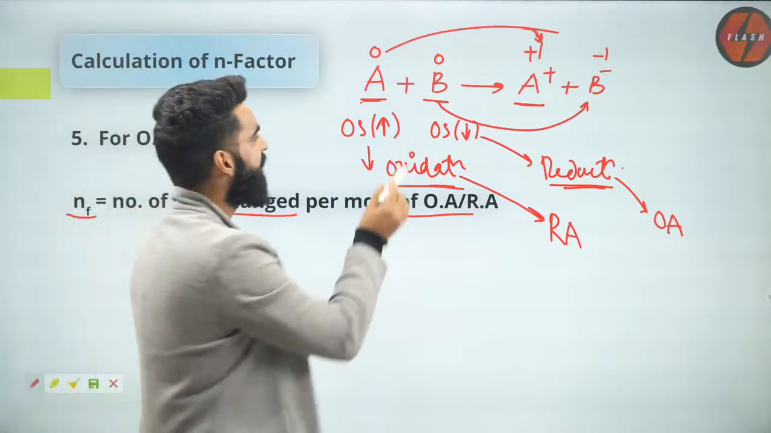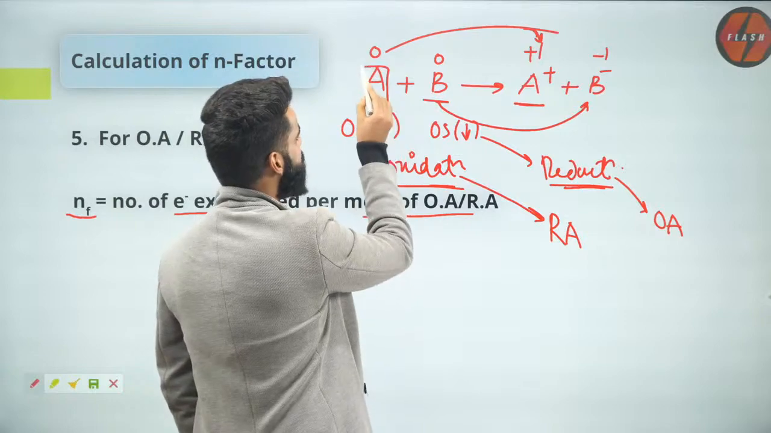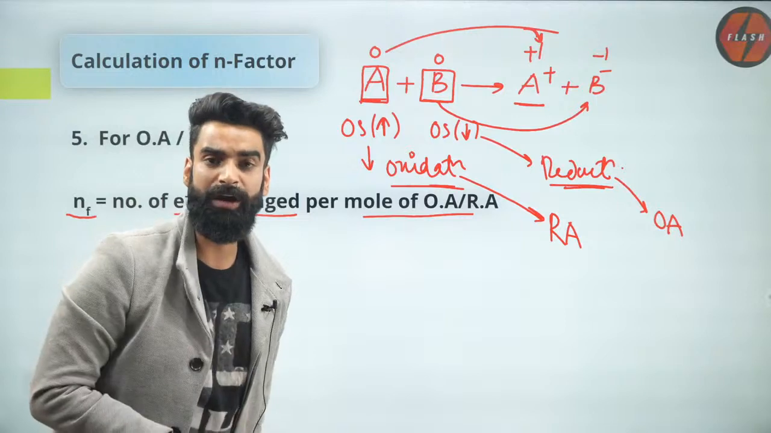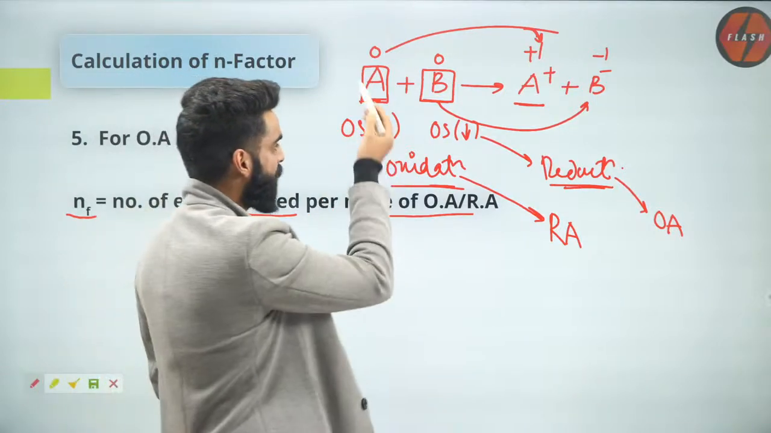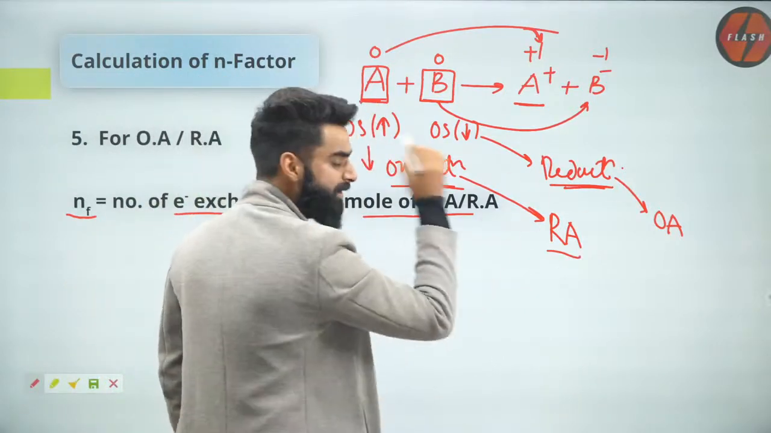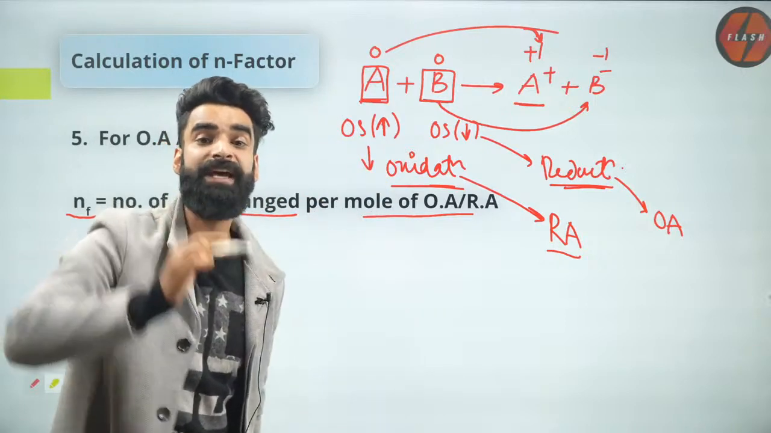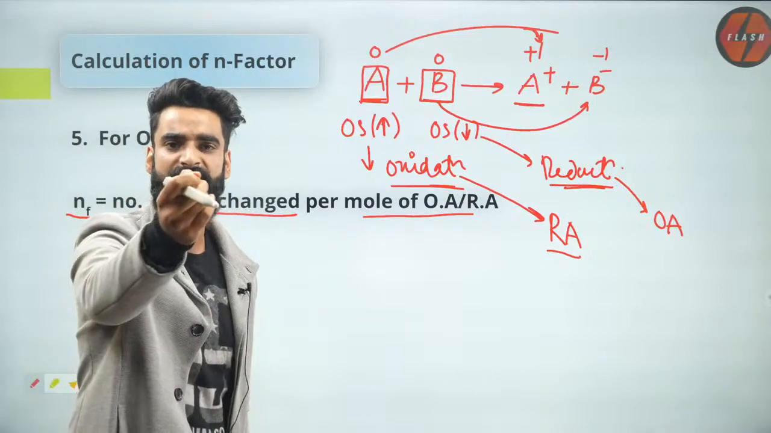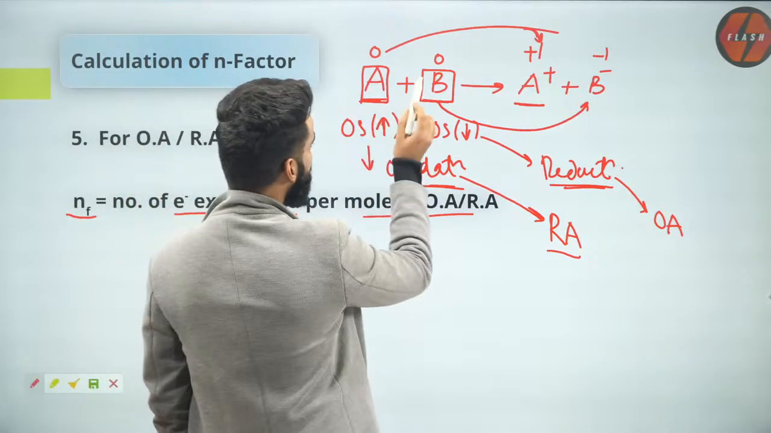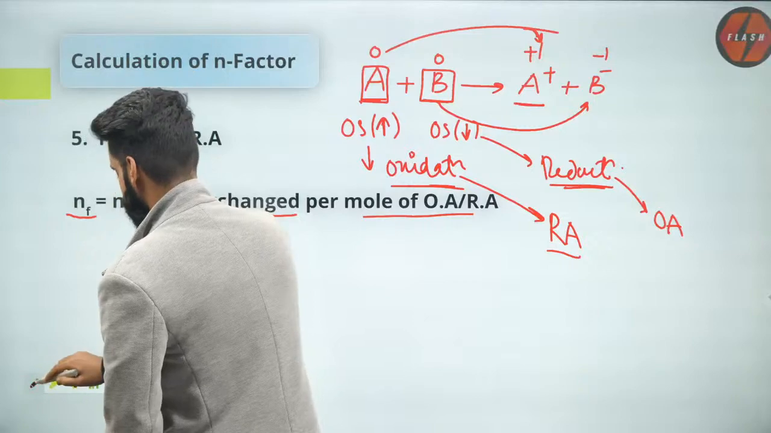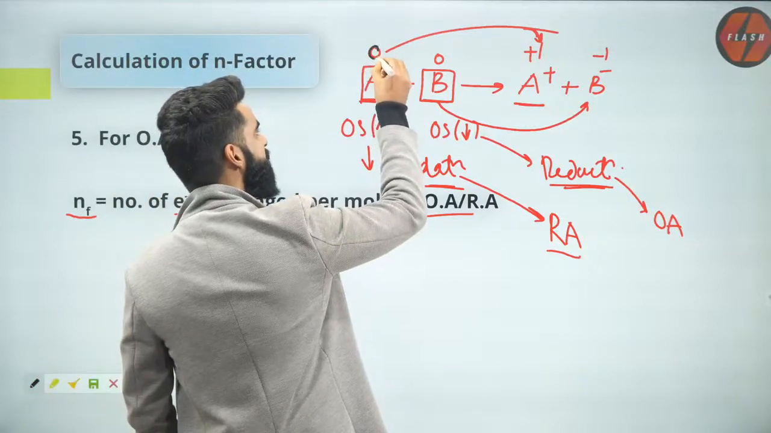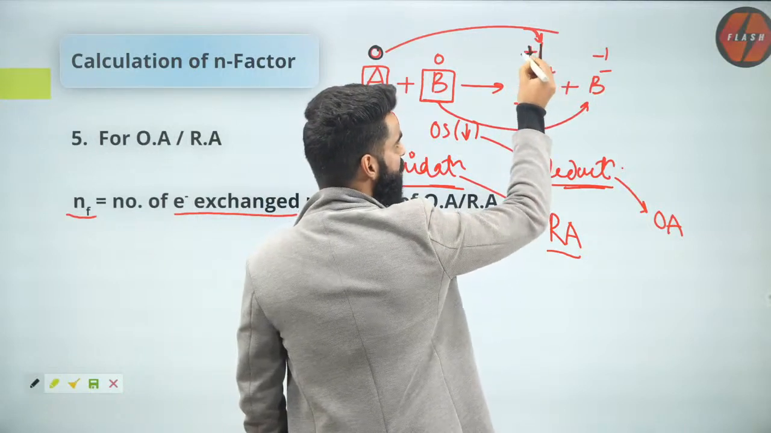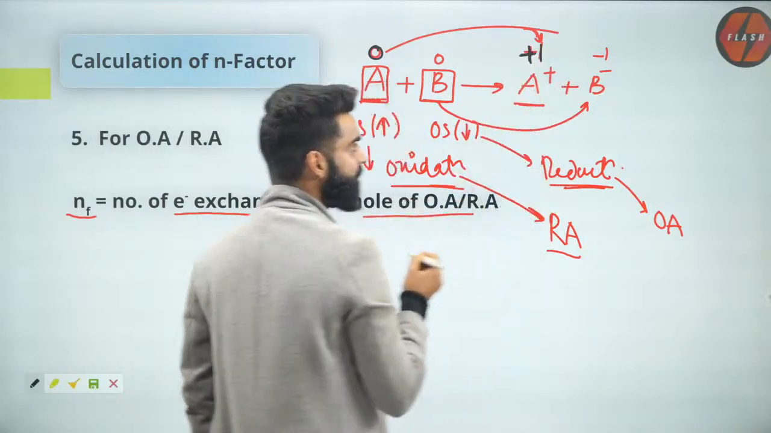Now the point is, if I want to calculate the equivalent mass of A and the equivalent mass of B, in order to calculate the equivalent mass of the reducing agent and the oxidizing agent, I should know their n factors. Now the point is, how do we calculate their n factors? Have a look, guys. First of all, over here, this is the initial oxidation state of A, and this is the final oxidation state of A.